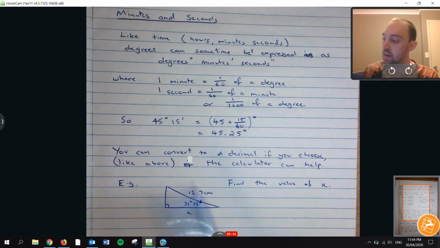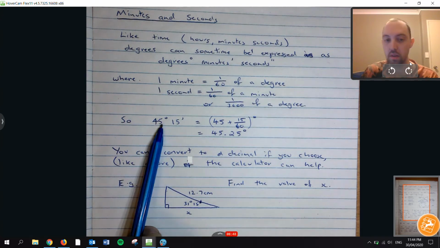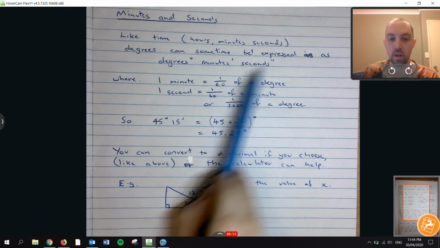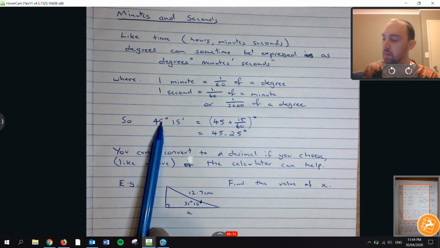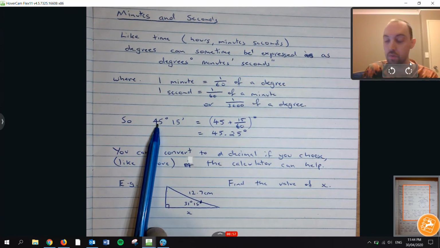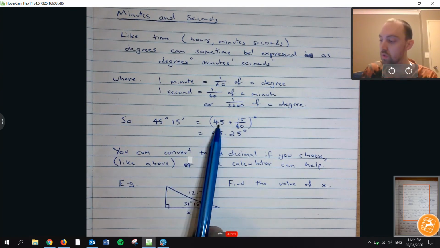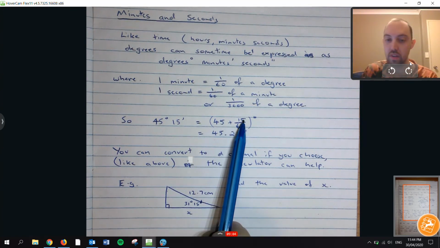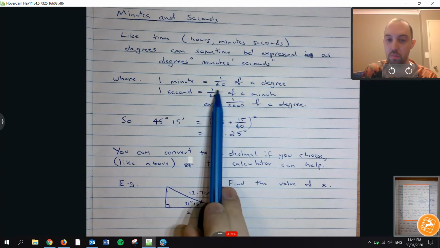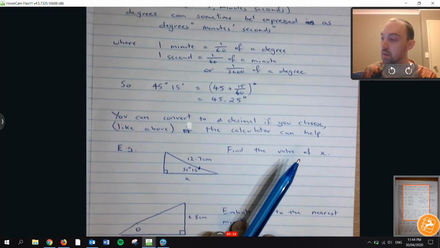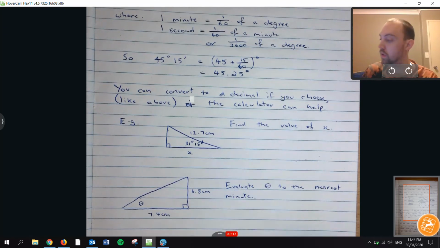So you can convert between minutes, which is expressed with an apostrophe, which I've tried to show up here. So 45 degrees and 15 minutes is equal to 45 plus 15 out of 60, because remember each minute is 1/60th of a degree, and that's where you get the decimal from. But the calculator can be a great help for you.